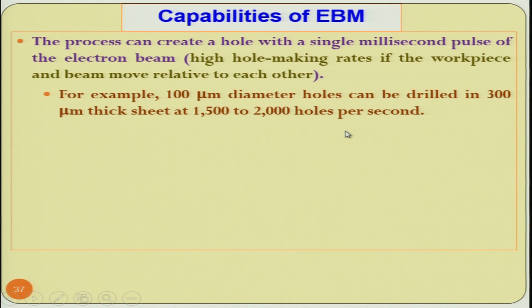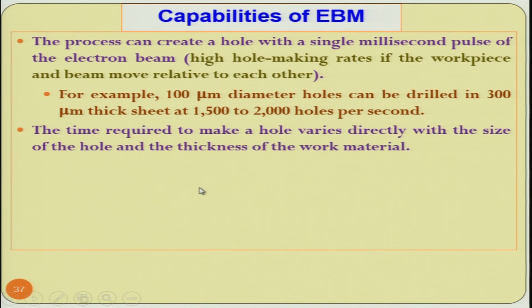holes per second. So, you can see the capabilities: you can drill as many as 2000 holes per second in a sheet which may be around 300 micrometer thick, and the diameter of each hole may be around 100 micrometer. So, it really tells you that it has very high capabilities and it can drill holes at a very high rate. The time required to make a hole varies directly with the size of the hole and the thickness of the workpiece material.